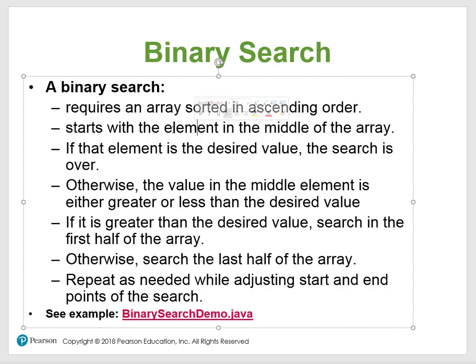Start with the element in the middle of the array. If the element is the desired value, the search is over. Otherwise, the middle element is greater or less than the desired value. If it's greater than the desired value, search the first half. It basically divides in half and searches half of it, and then it flips the bits if it finds it. That's all it's doing. There is a binary search, and you can actually look at that code.